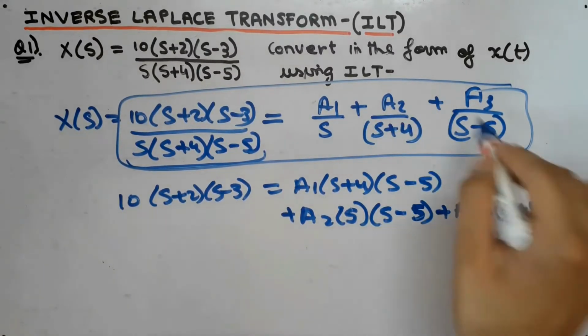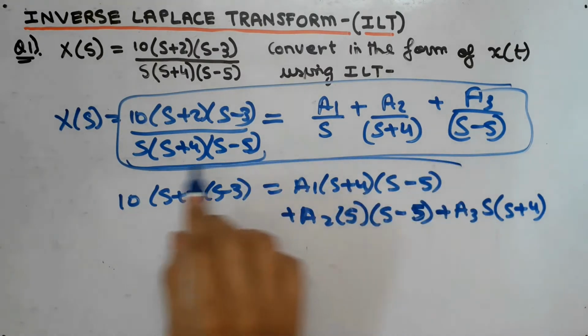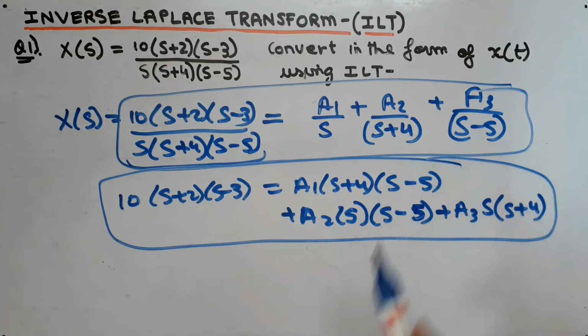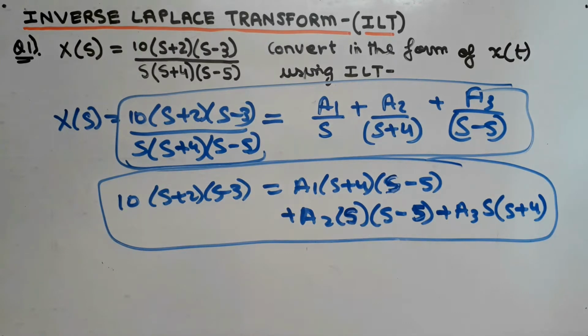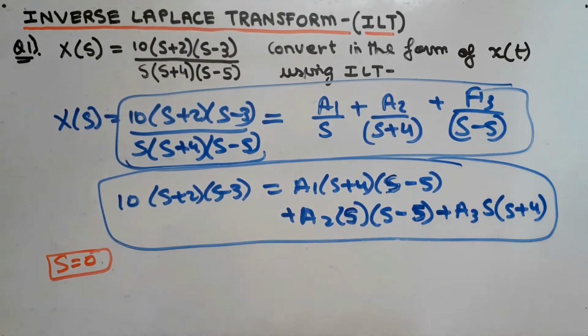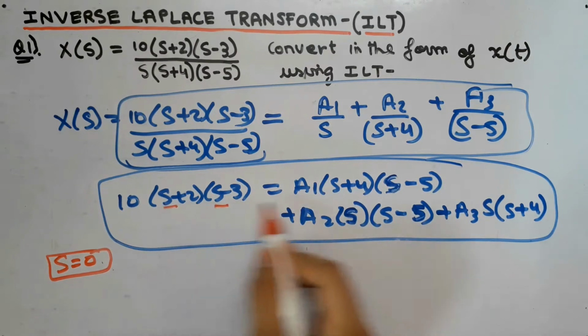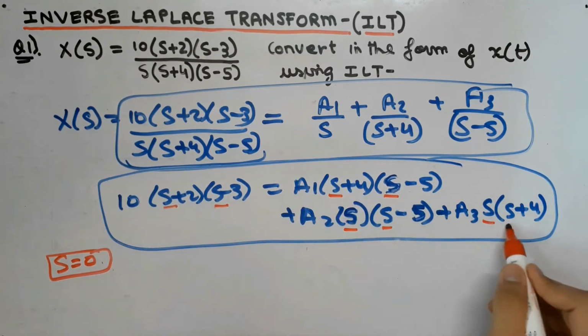We have simply solved this part and cut the denominator from the LHS and the RHS, and from there we have got this equation. Now we are going to do necessary substitution of s in this equation and get the values of a1, a2 and a3. So first of all we are going to put the value of s as 0. That is, we will substitute value of s as 0 in this equation.